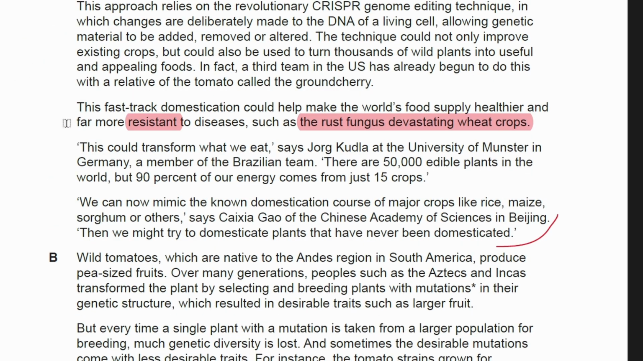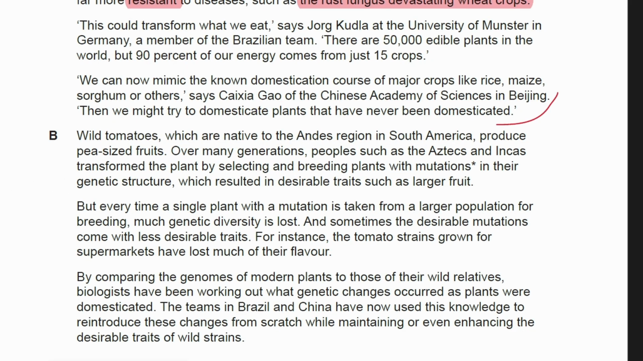And the fourth paragraph in this section talks about how little amount of crops we use, and the fifth paragraph talks about copying the domestication process of some of the crops. As you might have guessed, we don't have anything else to connect with section A.